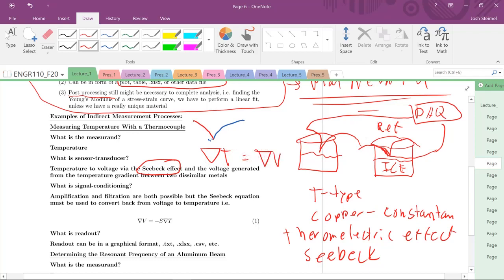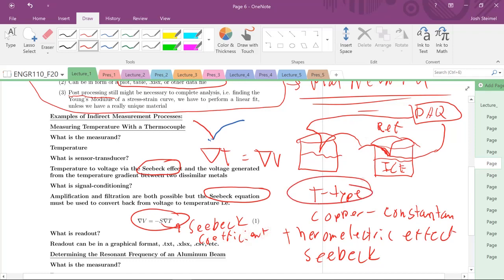And that change in voltage is governed by this Seebeck equation, from the Seebeck effect. So a gradient in temperature creates a gradient in voltage. So that's the basic fundamental principle. S is called the Seebeck coefficient, and it varies depending on what type of thermocouple you use.